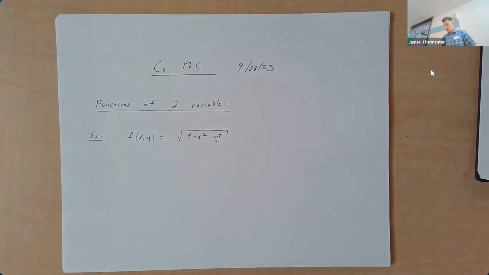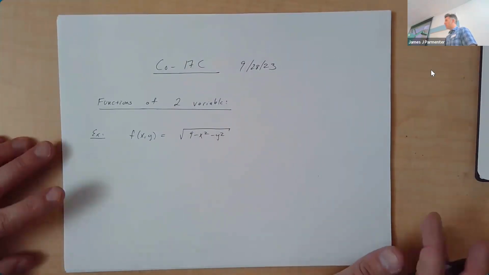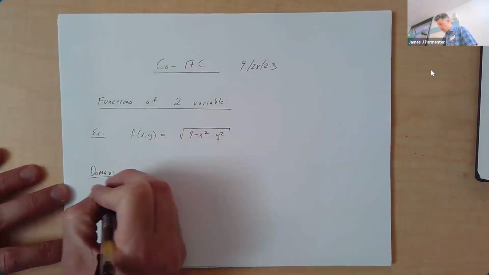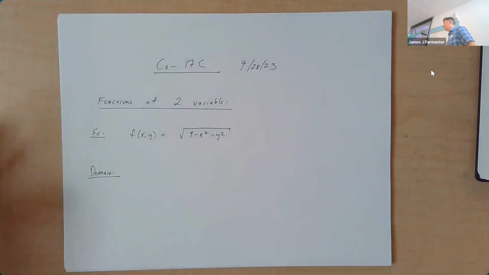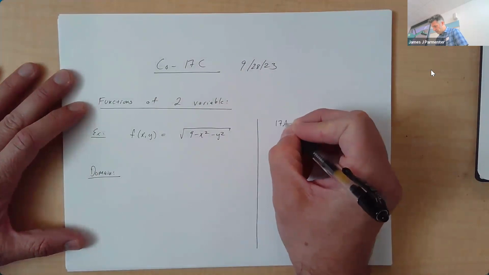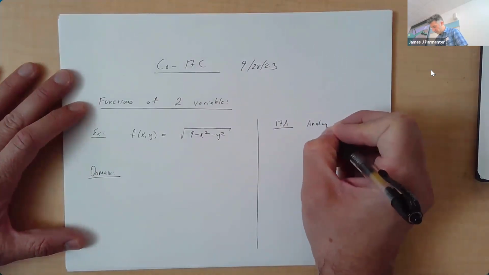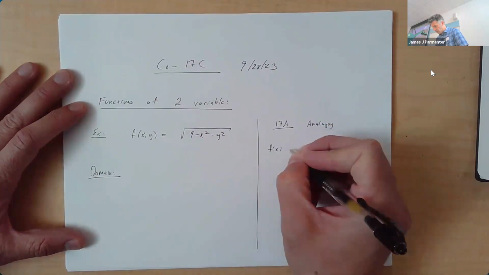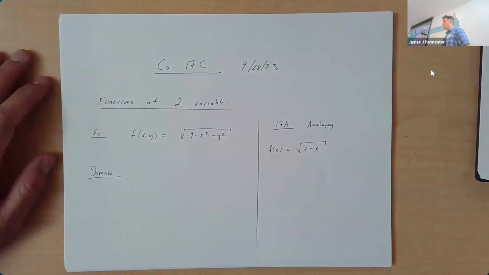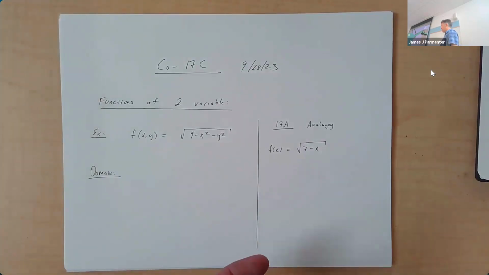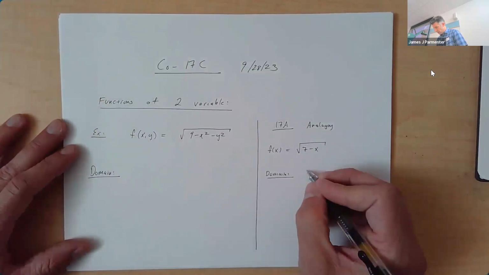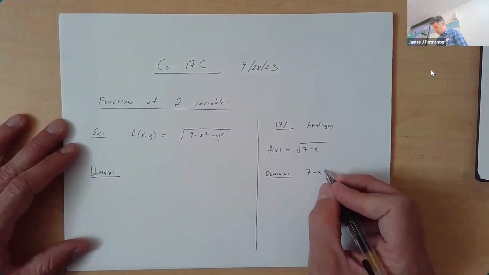Okay. So let's talk about the domain first. Just like in 17a, when we talked about domain, let's do an analogy here. Here's our 17a analogy. If your function was, say, the square root of 7 minus x, then your domain would be all the things x was allowed to be. So here our domain would consist of everything inside the root being greater than or equal to 0.